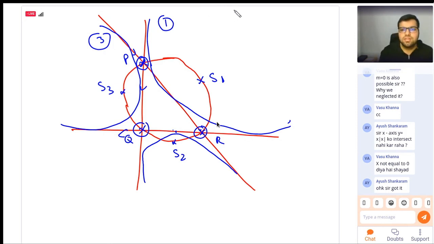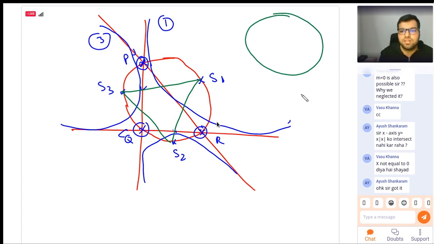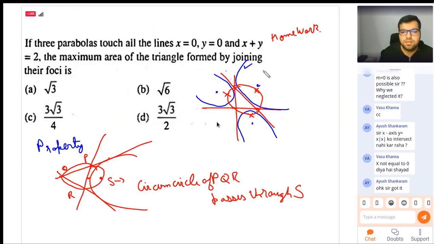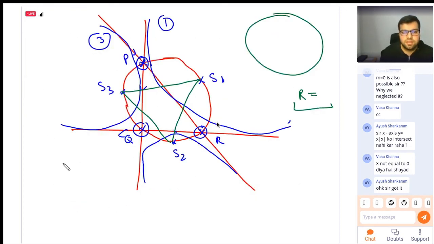So you simply have to find the maximum area of the triangle S1, S2, S3. Now in the question it is given that you have a circle. Can we find out the radius of this circle? What will be the radius of the circle? See, this line is x plus y equals 2. So this is 2 comma 0. This is 0 comma 2.